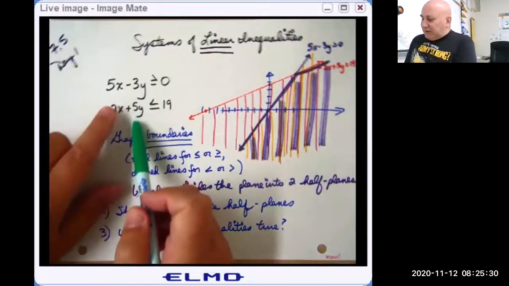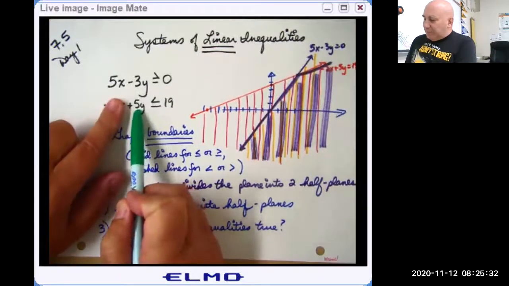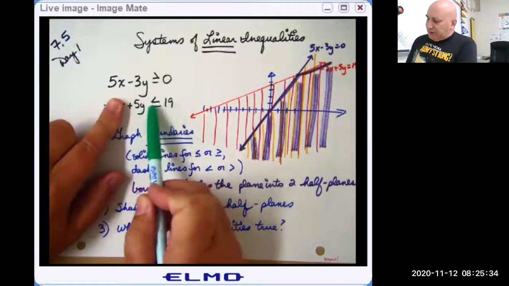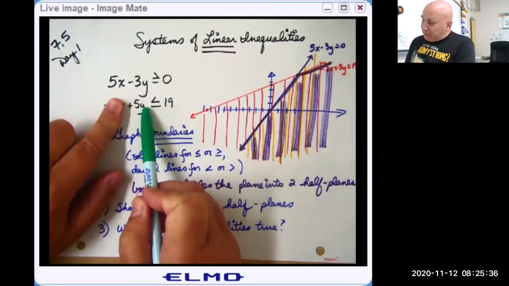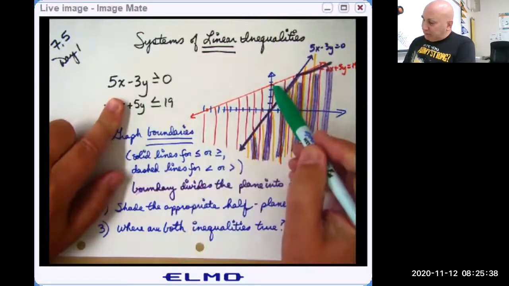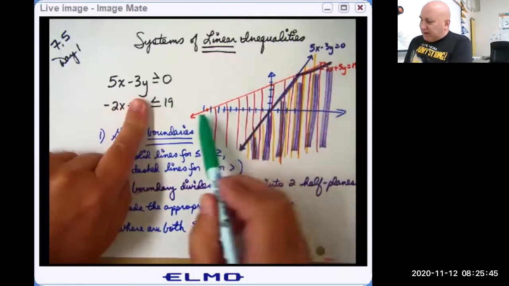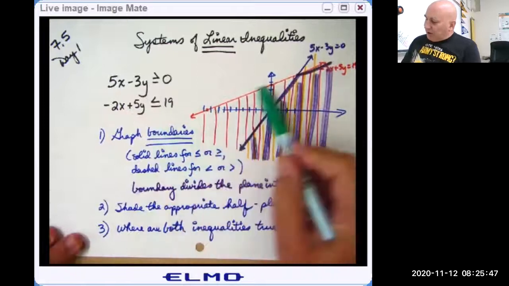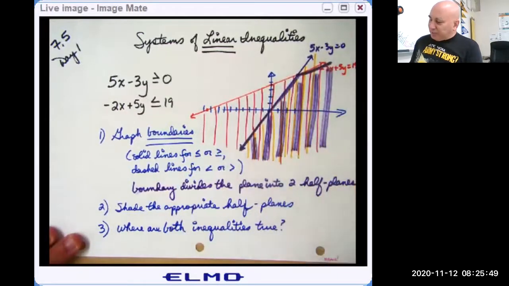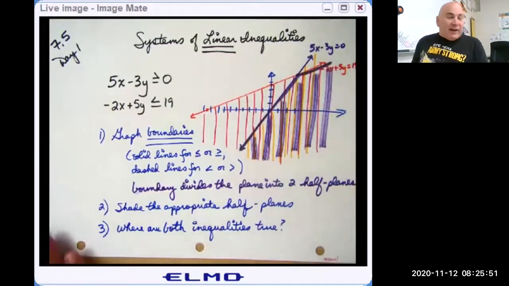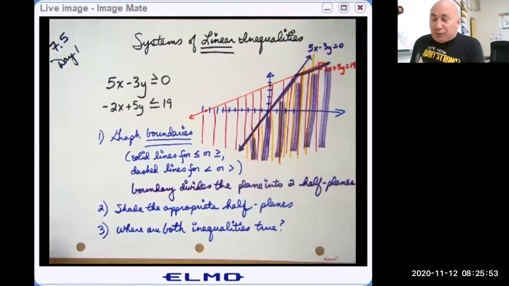Here, set x equal to 0, solve for y, and you get a positive, looks like 3 4/5. And then set y equals 0, solve for x, and you get negative 8.5. Solid line, there you go. So the first step is just to graph the boundaries.